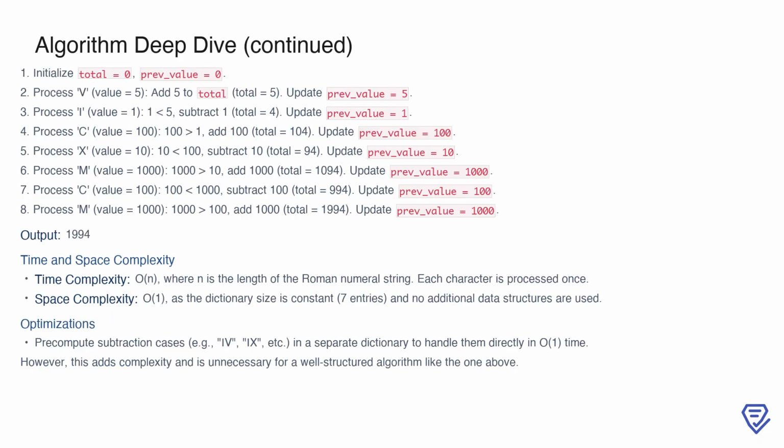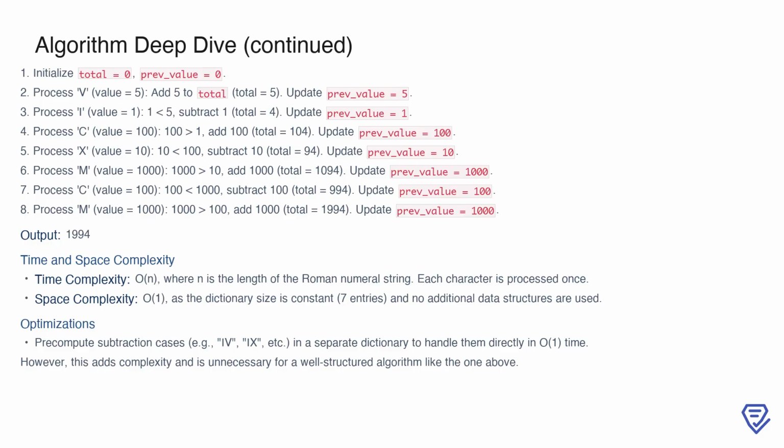Let's walk through an example to see the algorithm in action. Consider the Roman numeral MCMXCIV. First, we initialize total to 0 and prev_value to 0. Starting from the rightmost character, we process V, which has a value of 5. Since 5 is greater than prev_value, 0, we add it to total, giving us a total of 5, and update prev_value to 5. Next, we process I, which has a value of 1. Since 1 is less than prev_value, 5, we subtract it, resulting in a total of 4, and update prev_value to 1.